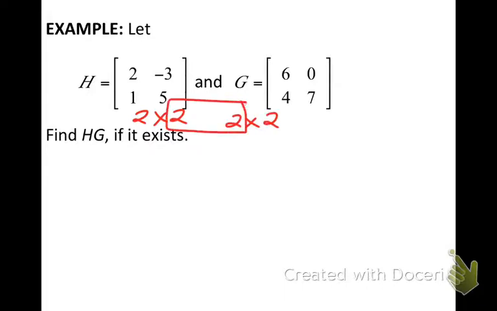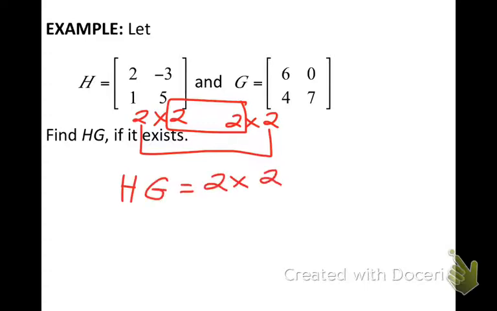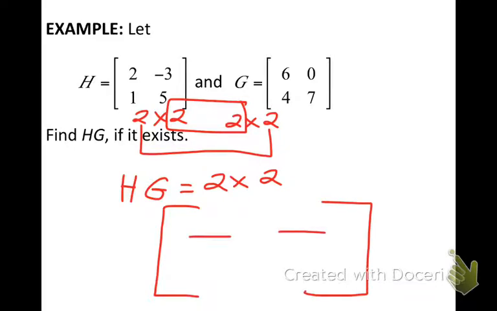Do my middle two numbers match up? Yes, meaning does my column of the first match up with the row of the second? Yes. So then my resulting matrix is going to be whatever is my row in the first combined with whatever my column is in the second. So my product HG should end up being a 2 by 2. And the reason I want to focus on that is because when I make my matrix of my product, I want to have 4 blanks for my 2 by 2.